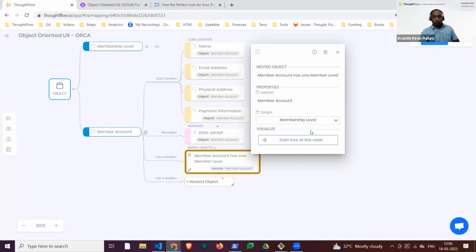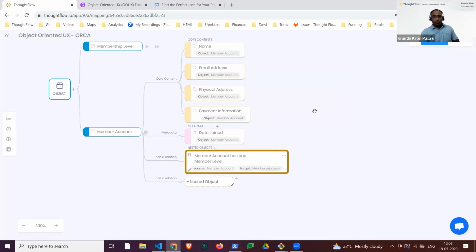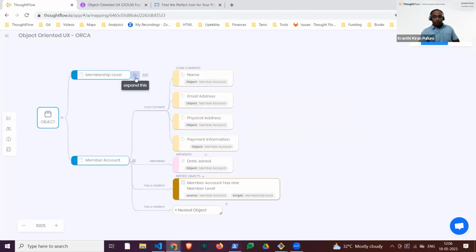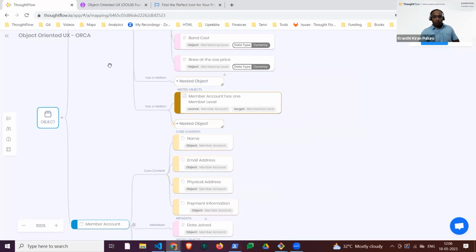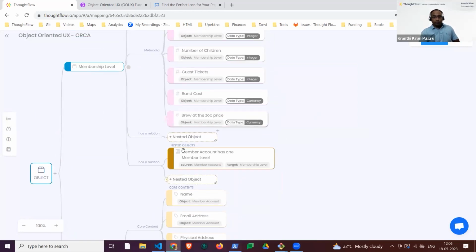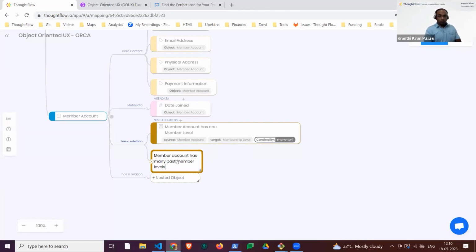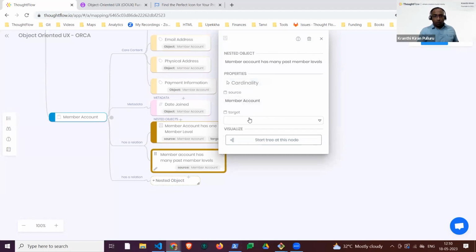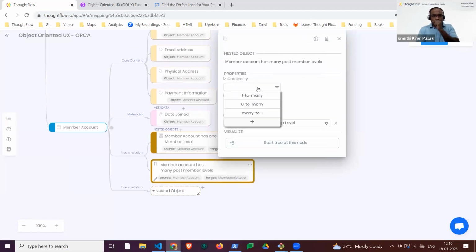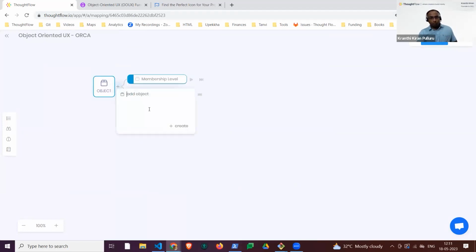And then we have a member level. What's the flip side of that? A member level has how many members? We don't really know, but they have a lot, so it has many accounts. Do members care about seeing their past member levels? Because I also know that it's true that a member account has zero to many past member levels. We're finding out the truth of their system.